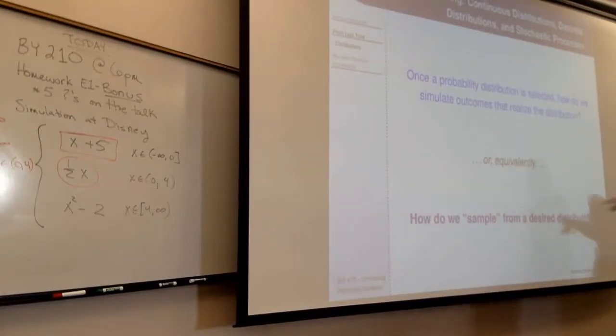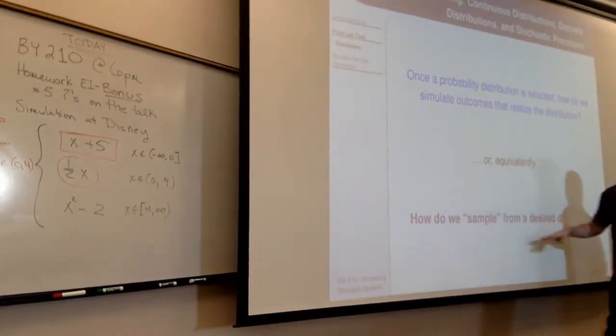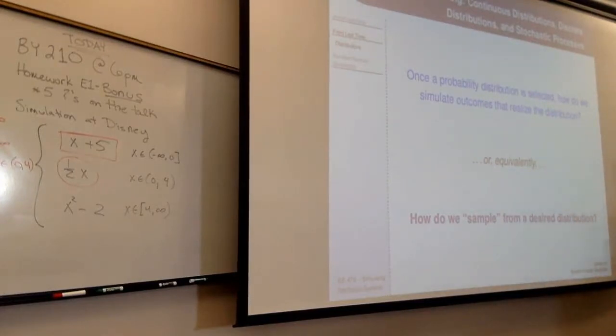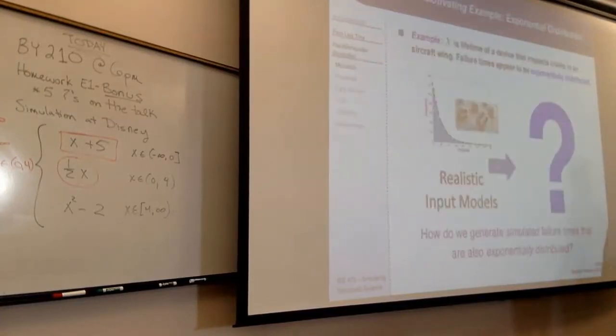And the other question, a little more jargon-filled, is how do we sample from a desired distribution? How do we generate on a computer samples that come out with a distribution that is consistent with the one that we want? So this is the question here.